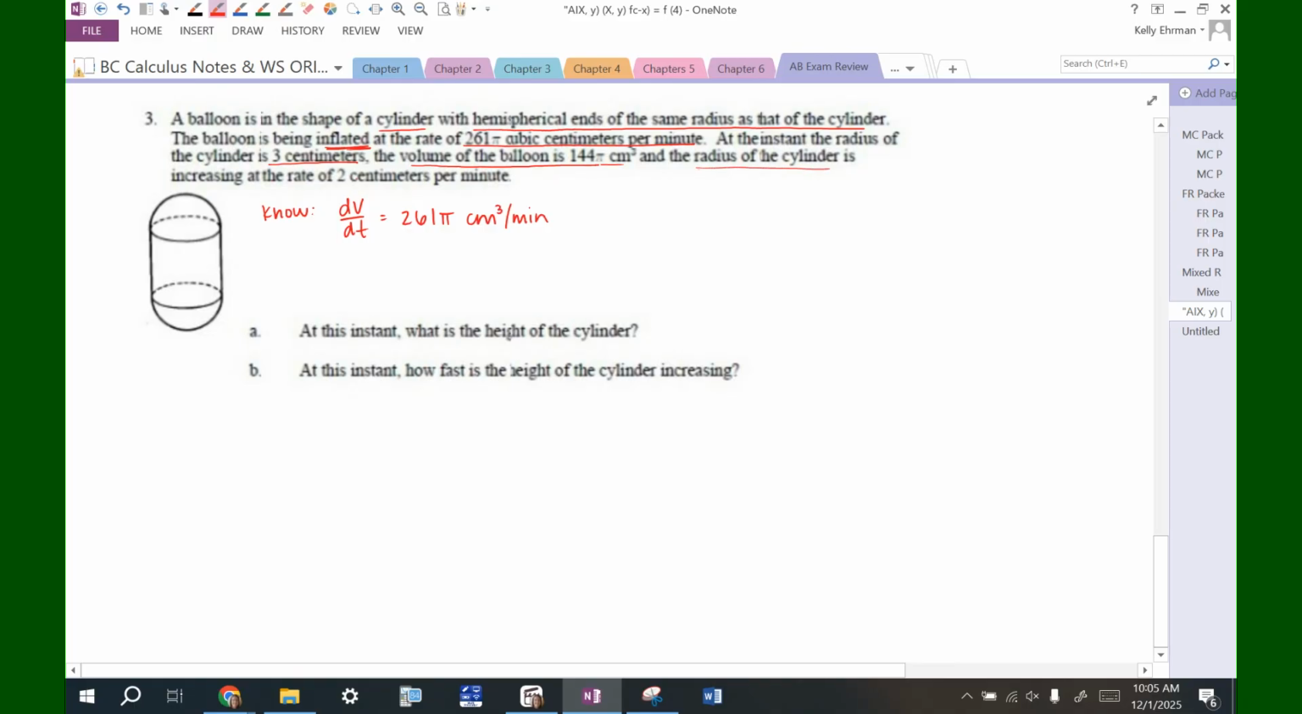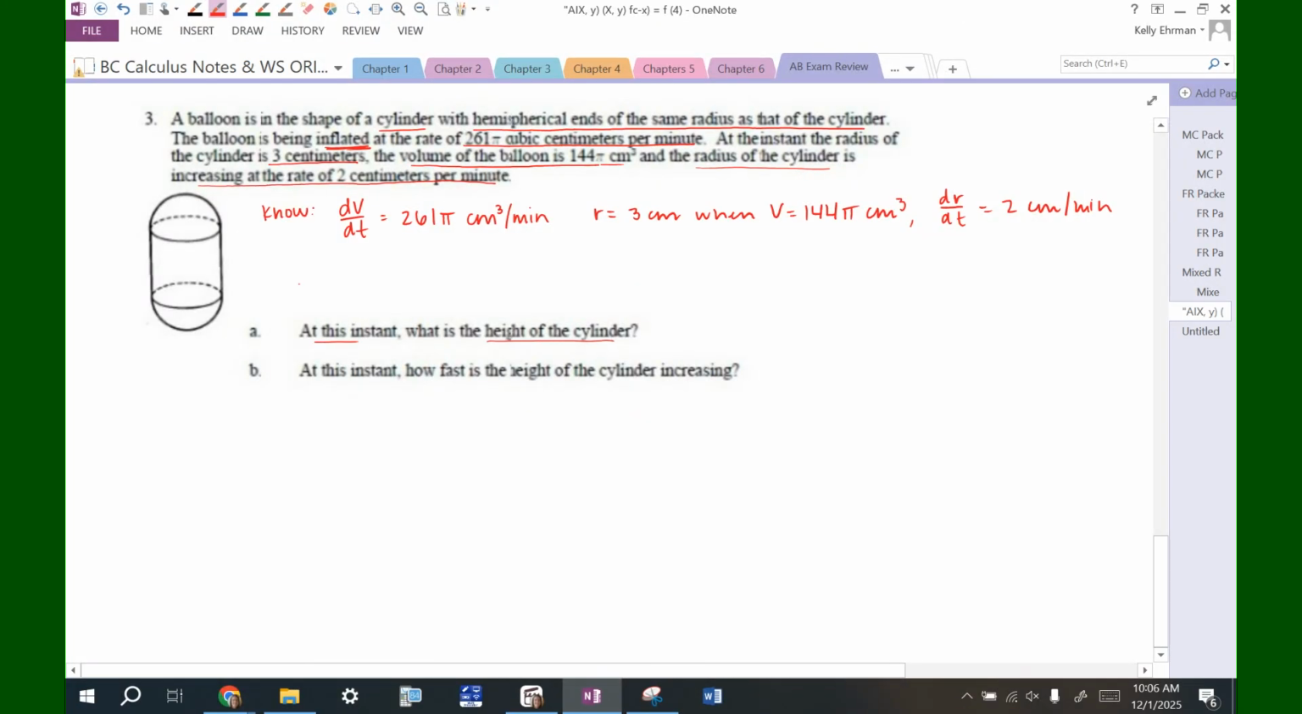And the radius of the cylinder is increasing at 2 centimeters per minute. So we know that r equals 3 centimeters when V equals 144 pi cubic centimeters. And we also know that at that instant, dr/dt is increasing, so positive, 2 centimeters per minute. So we know a lot of stuff. At this instant, what is the height of the cylinder?